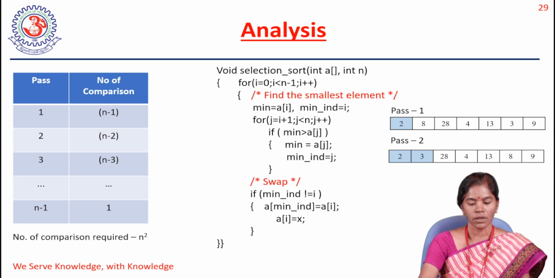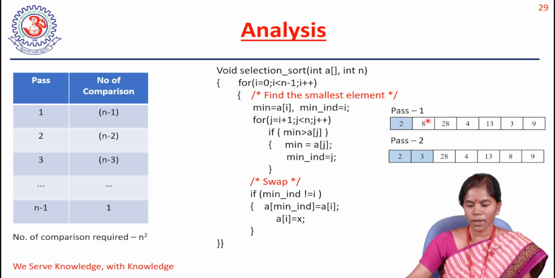Analysis of selection sort. The loop is repeated for n minus 1 times. In pass 1, the first element is sorted. In pass 2, the next element will come into the sorted portion. In pass 1, we take the first element as the smallest element and compare it with the remaining elements. Now I have 7 elements in the list.